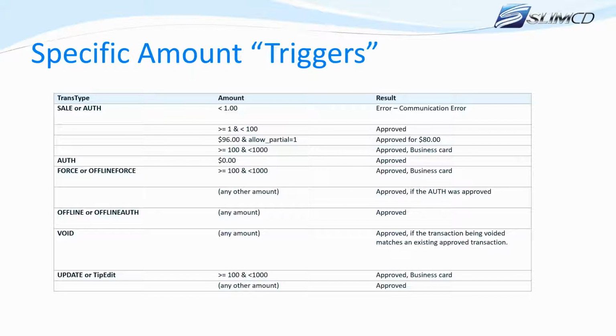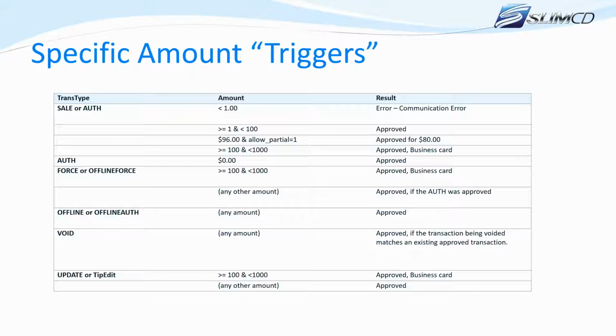If it's more than 100 but less than 1,000, you're going to get approved, but it's going to come back with a B for the approved value instead of a Y, which means it was approved, but it was a business card, which means it can accept level 2 data, the purchase order, sales tax, that information. So check out our video on the details fields for level 2, level 3, and all the industry specifics.